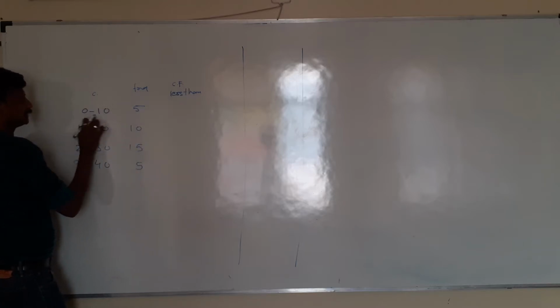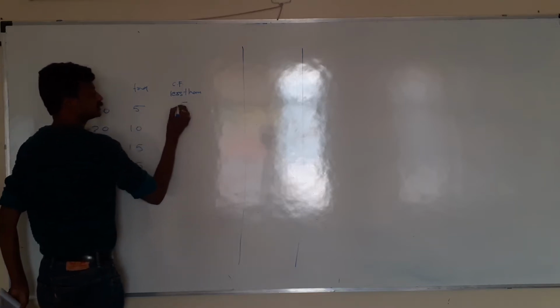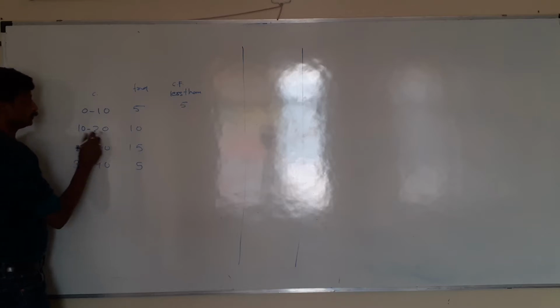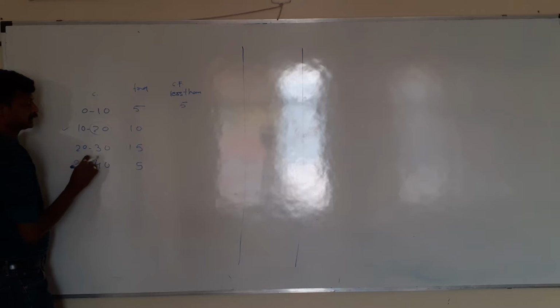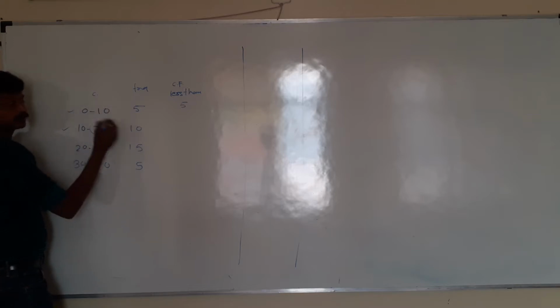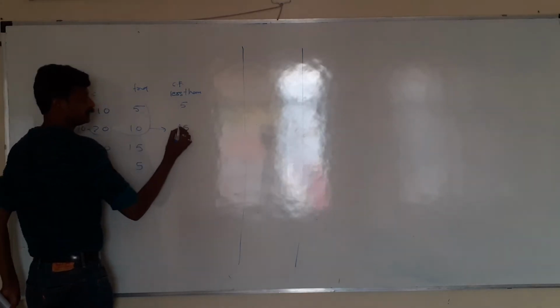For this class, the upper class limit is 10 and the lower class limit is 0. Cumulative frequency less than upper class limit means less than 10. So all the frequencies will come here, 5. If we go to the second class, the upper class limit is 20. So less than 20 means this will come as well as this is also less than 20. So addition of these two frequencies will be here, 10 plus 5, 15.